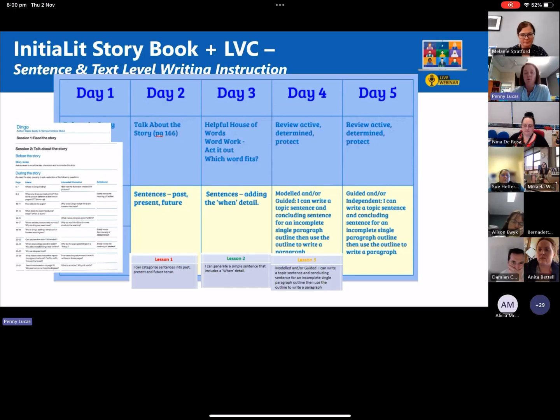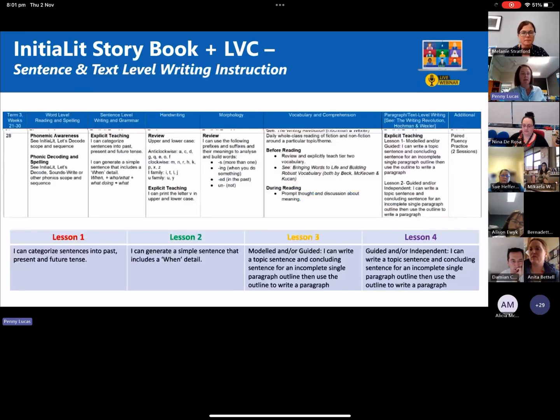So lesson 3, the modeled and guided part with the topic sentence and concluding sentence. Day 5, I review my vocab words again, and I have quite a bit of time then to really concentrate on the independent writing task, hopefully, or some children might be still at the guided level. So that's lesson 4, writing a topic sentence and concluding sentence and using that paragraph outline to write a paragraph. So that's just an overview of what my English block daily planner, I suppose, looks like.